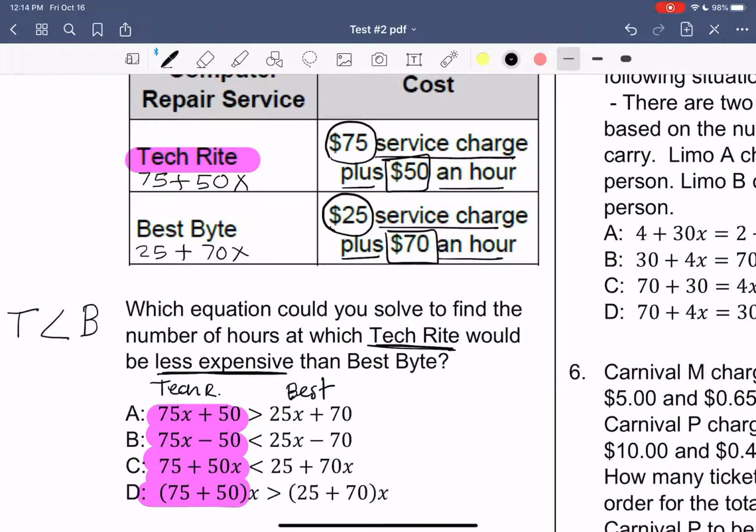So right off the bat, we can eliminate this one because that one's greater, and this bottom one is greater. So now we're looking at answer choice B. We see that this right here is a negative sign, but in the question we have a plus. So that leaves us at C.